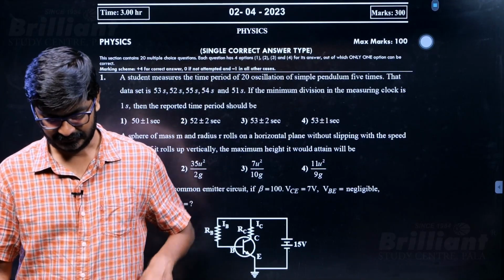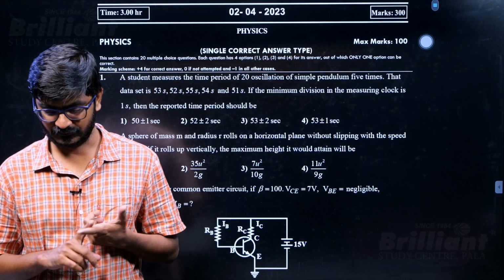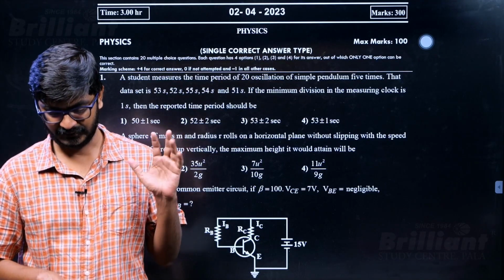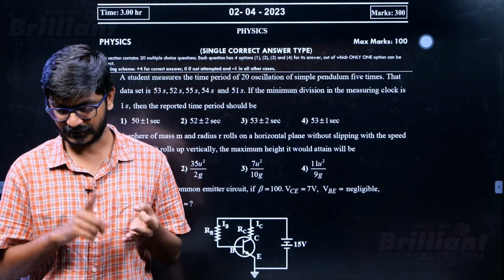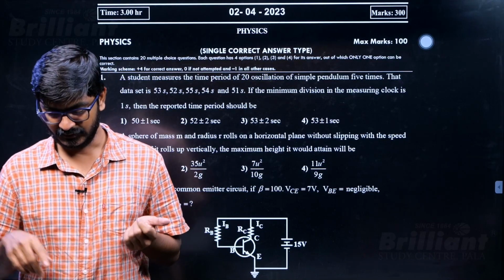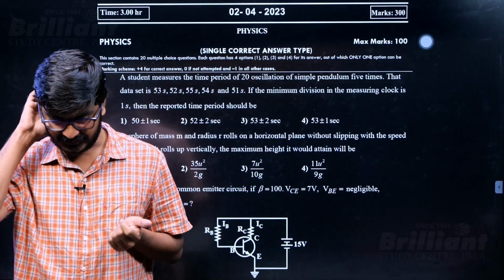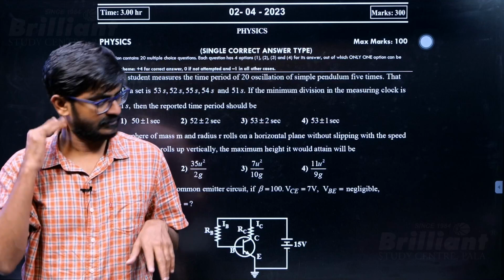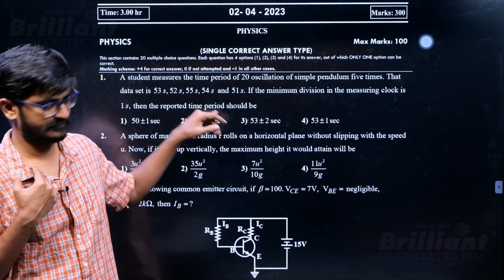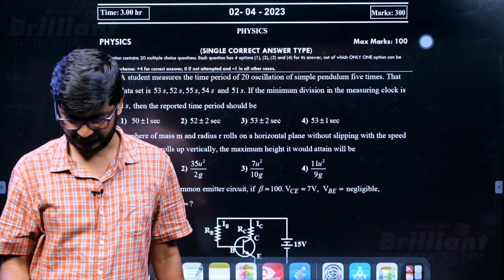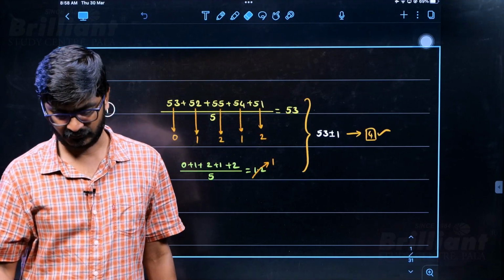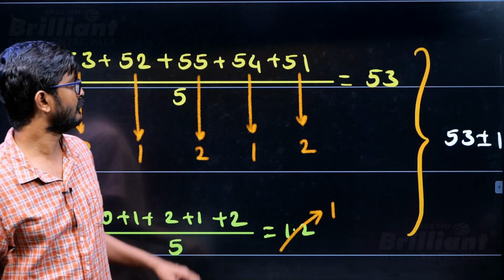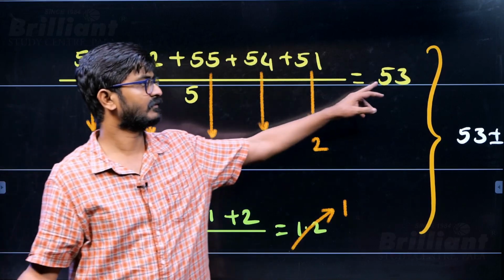The first question says, a student measures the time period of 20 oscillations of a simple pendulum 5 times. The data set is 53 seconds, 52 seconds, 55, 54, 51. If the minimum deviation in the measuring clock is 1 second, so that is the error here, then how should we report the time? First of all, we have taken 5 readings, so we'll be taking the average. Then we'll be getting 53.